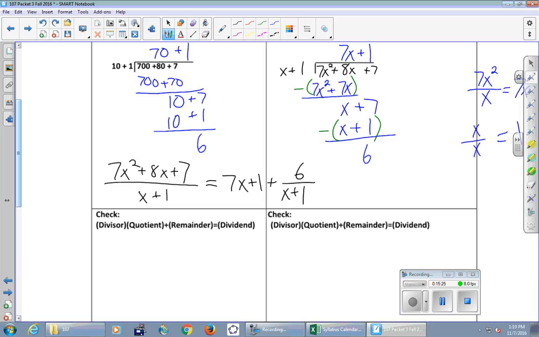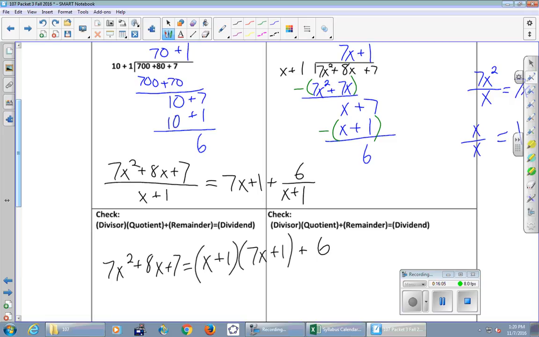Another way to say exactly the same thing is to say that if you wanted to multiply the original x plus 1 by the 7x plus 1, it will almost give you the entire original thing, 7x squared plus 8x plus 7. I'm putting equals. It is not a true equals right now, but it's almost there. How far off was it from being the entire thing? It was only 6 off. Just 6.